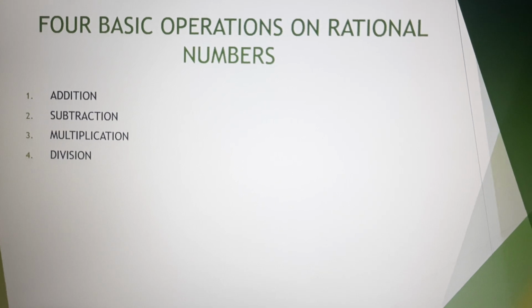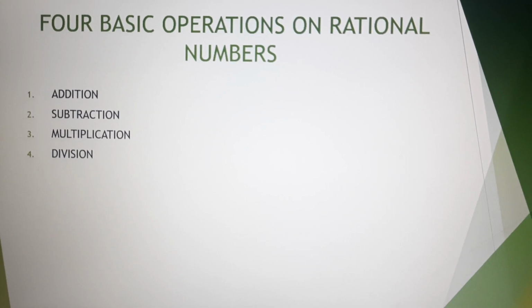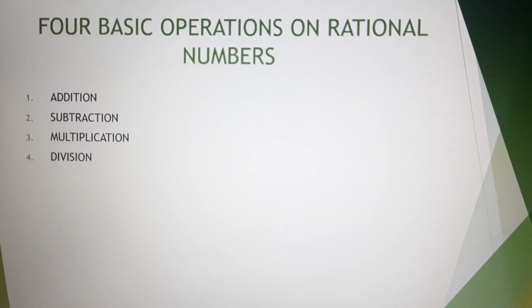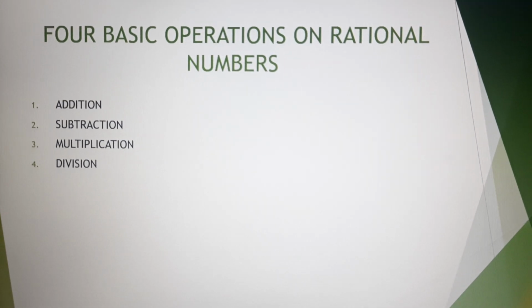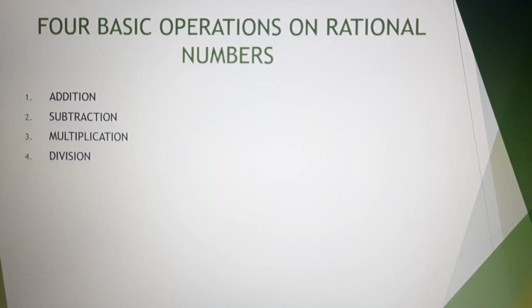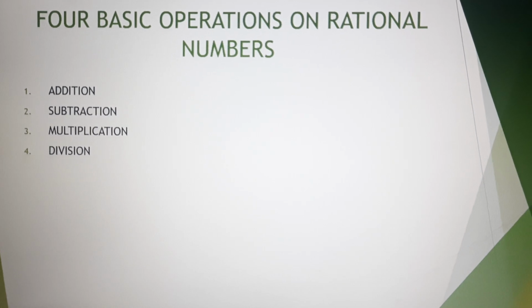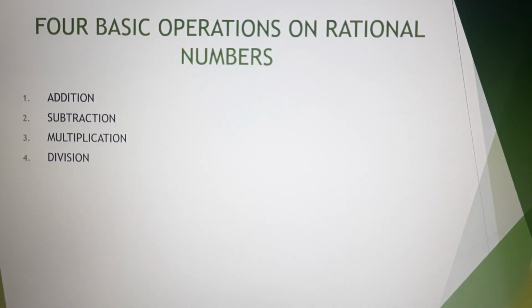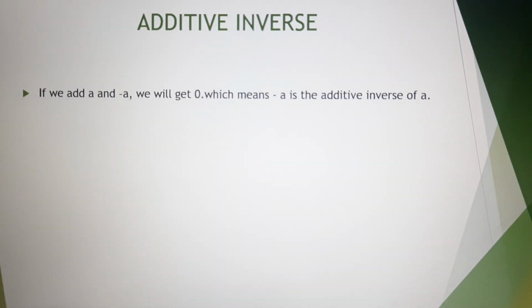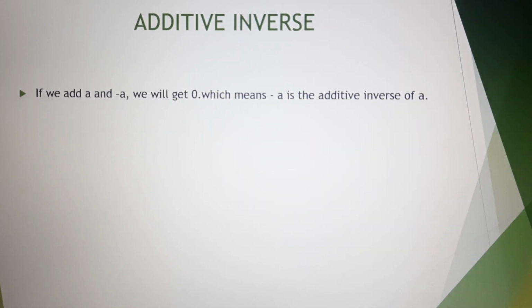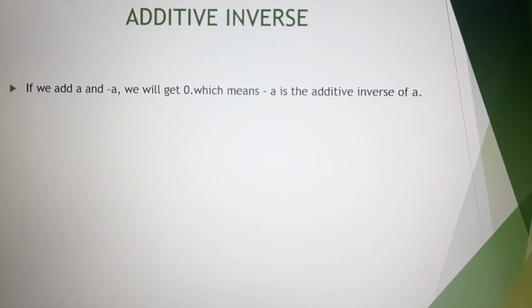Coming to multiplication and division also, in this case we don't need to check the denominator. Directly we can multiply numerator to numerator and denominator to denominator. And then you have to know about the additive inverse in this topic also.